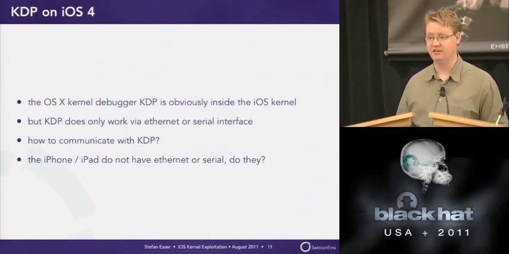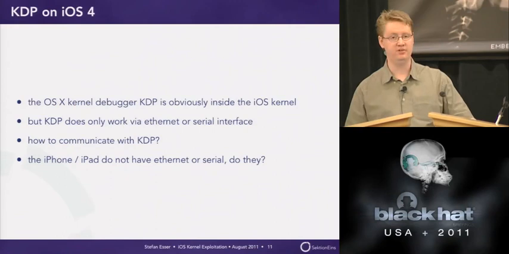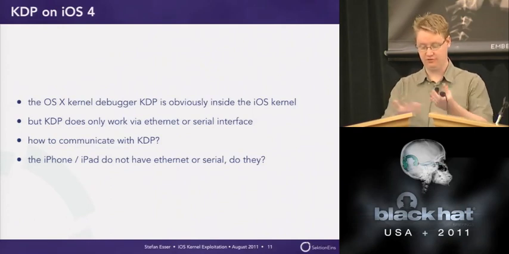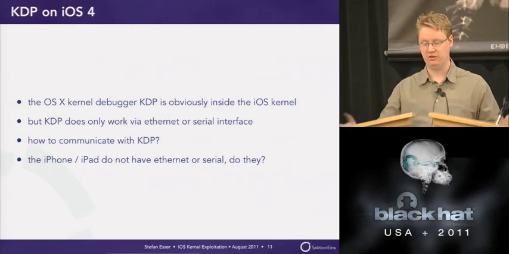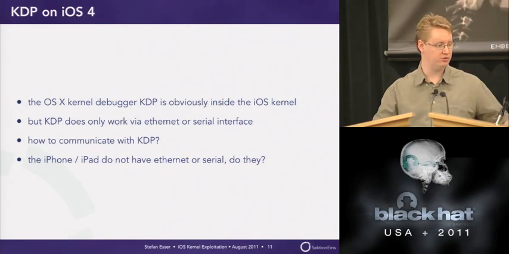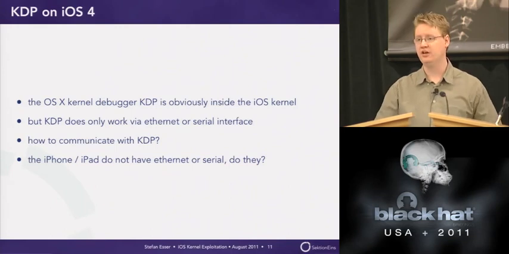Anyway, they left the KDP inside. KDP is also the same thing as in OS X. The problem is KDP is designed to only speak Ethernet or serial. When you have an iPhone, you don't see an Ethernet plug or a serial plug, so you have the big question of how to communicate with it. Actually, I don't know if the usbmuxd protocol is able to speak UDP. I never tried that, because I found another way.